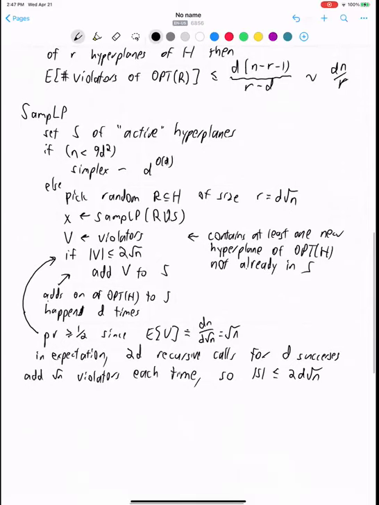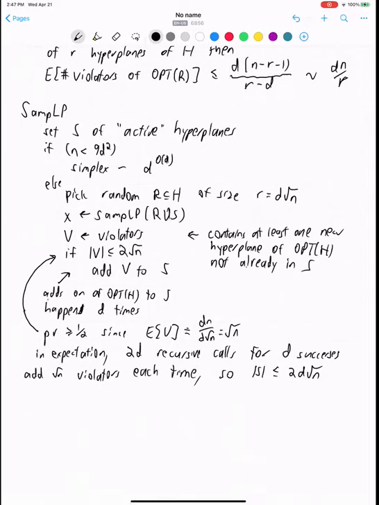Sorry, could I ask a quick question? Sure. Could you remind me of the argument of why V contains at least one new hyperplane of opt of H?